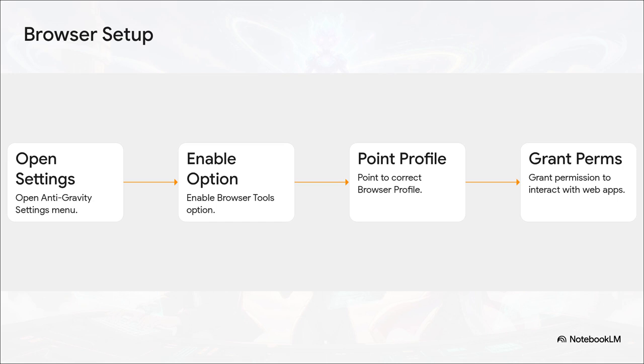First, open your anti-gravity settings menu. Then, find and enable the Browser Tools option. Next, and this part is super important, make sure you point the setting to your correct active browser profile so it actually has the right context. Finally, grant the application the necessary permissions to interact with your web apps. Taking a few minutes to walk through these steps unlocks an entirely new dimension of capability.